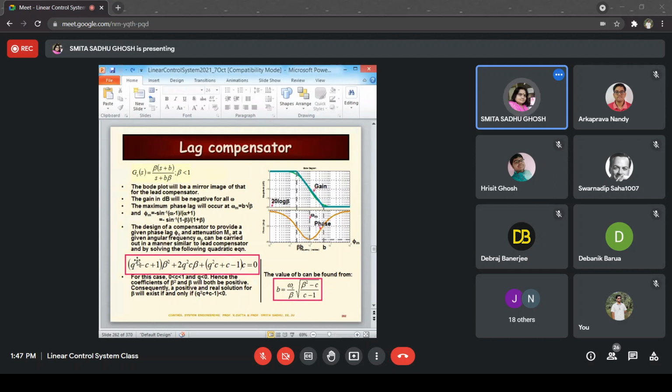So here again, if you know q and if you know c, it is a quadratic in beta, and you can solve for beta. And once you solve for beta and get the value of beta, b can be obtained by using this expression.